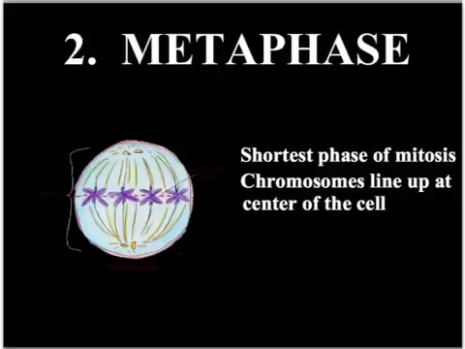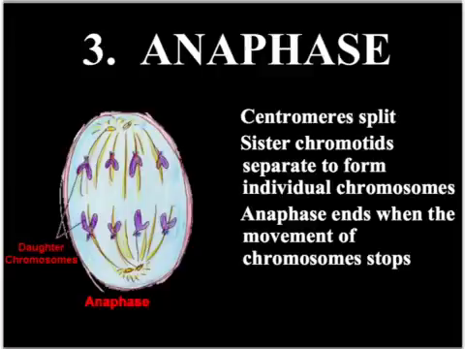After prophase comes metaphase, which is actually the shortest phase. And all that happens in metaphase is your chromosomes line up in the center of the cell. Third phase is anaphase, and during anaphase, sister chromatids, so remember each leg of a chromosome, separate and move to opposite sides of the cell.